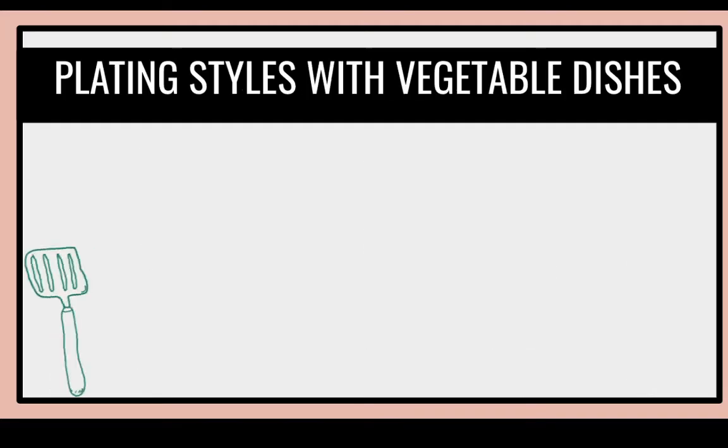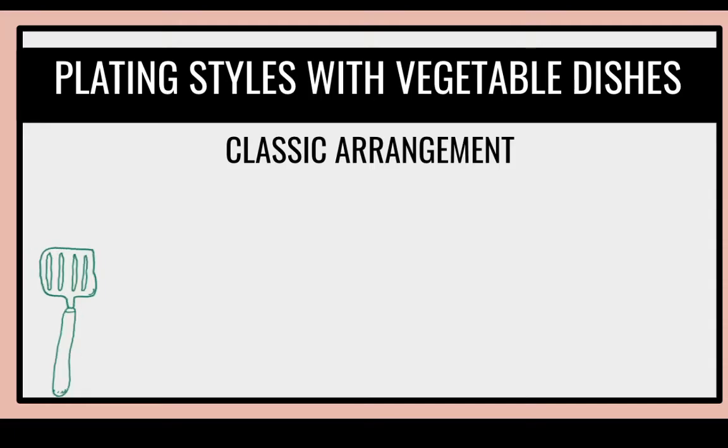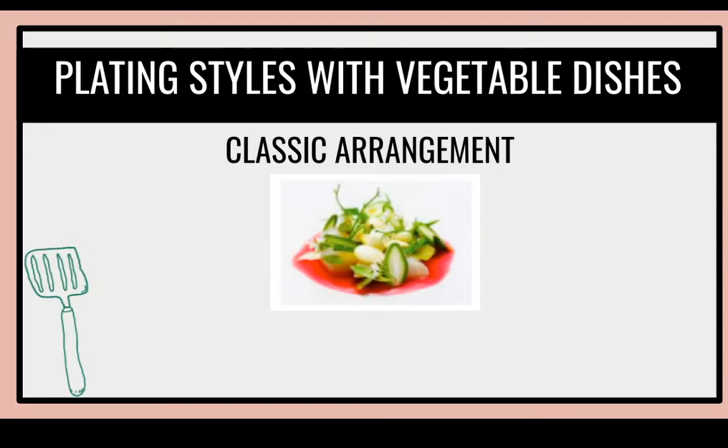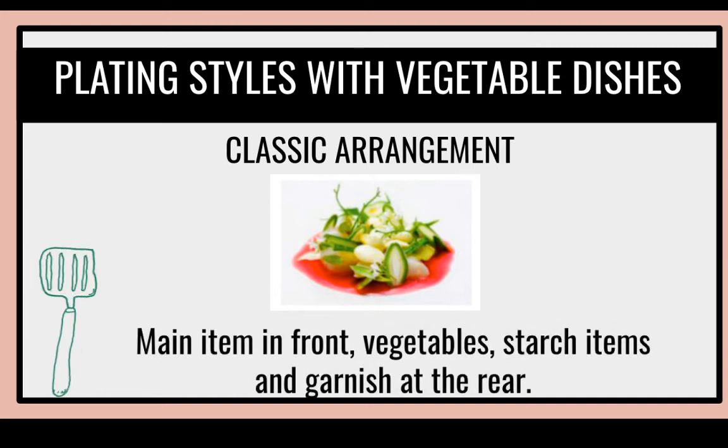Plating styles with vegetable dishes. You will learn about one plating style, which is the classical arrangement. What is classical arrangement? In the picture that you have been shown, you can see that the main item is in front, with the vegetables, the starch items, and garnishes at the rear of the plate.